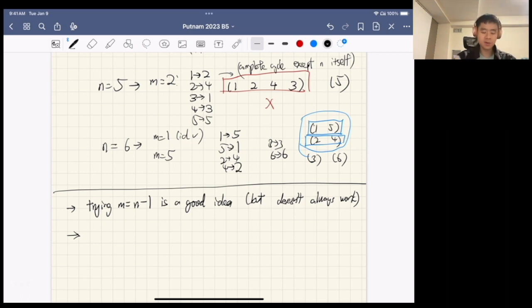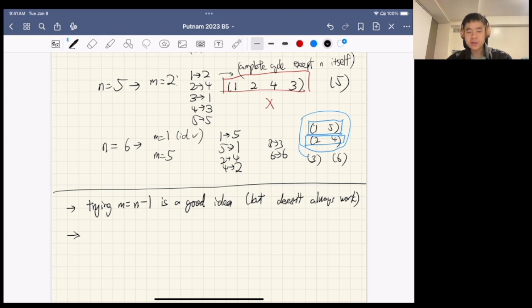So why is this possible for 5 and not for 6? Well, 6 is not prime, whereas 5 is prime. So for 6, this 1 and 5 are the only numbers that are relatively prime to n. So they have to form their own cycle, whether they are together or not. They cannot mix with, say, 2, 4, and 3. And there's just simply no way.